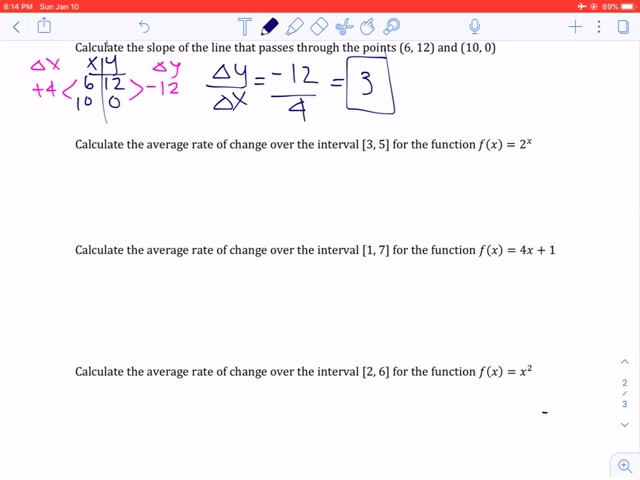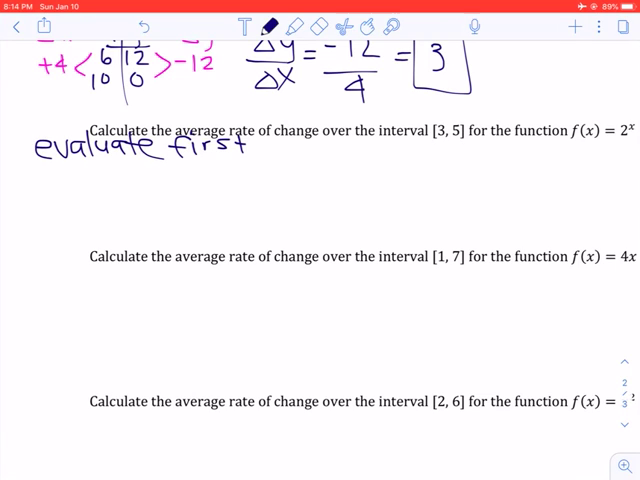I did not give you 2 nice points to put in the table, which we need to calculate the average rate of change. So we need to substitute values into the function to find that second coordinate, which we can absolutely do. So I'm going to write us a note so that when you look at this later, which you're supposed to, because these are notes, that you're going to evaluate the function first. So evaluate first.